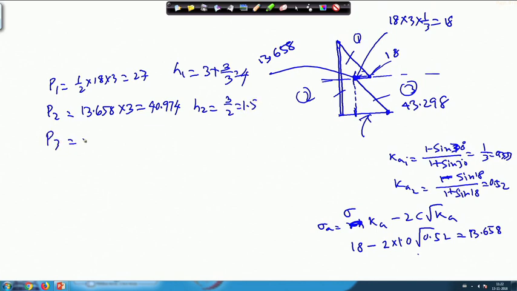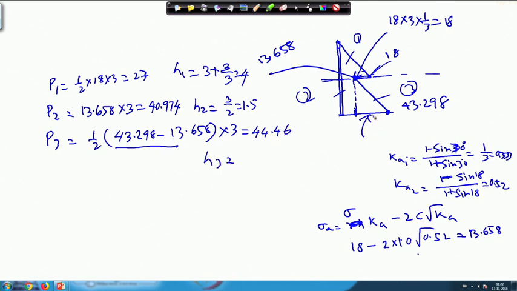And what about P3? P3 will be this diagram. So, this value is actually 43.298. So, that will be equal to half times 43.298 minus the value already taken, 13.658. This is base multiplied by h. So, half base into height. So, this gives you a value equal to 44.46. And what about H3? H3 will be 1/3 from this base. So, it will be 1 by 3 multiplied by 3, that means 1 meter. H3 equal to 1 meter.